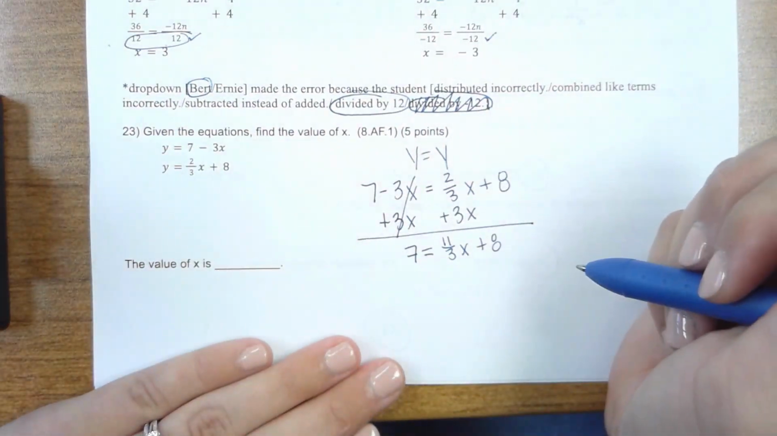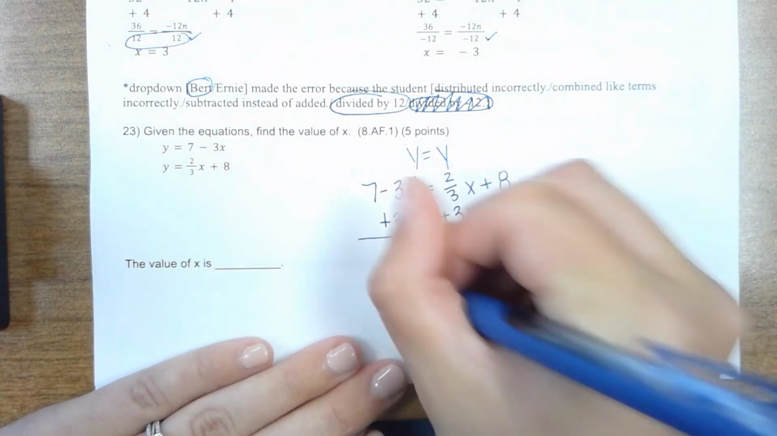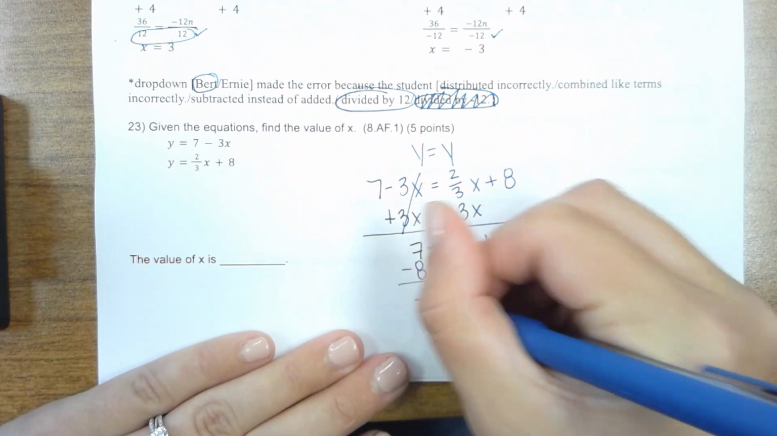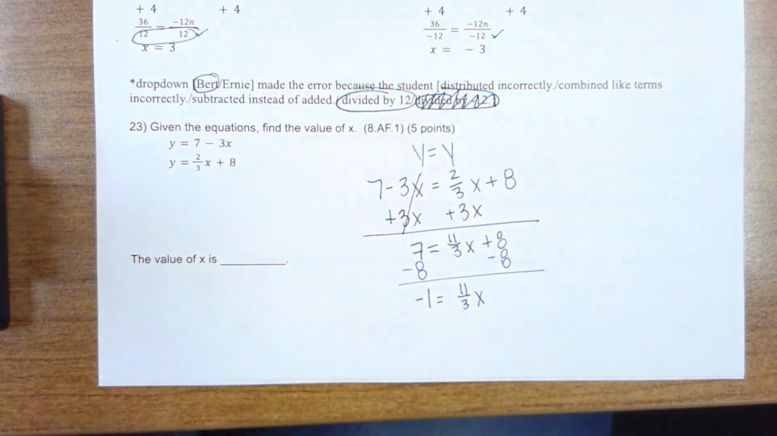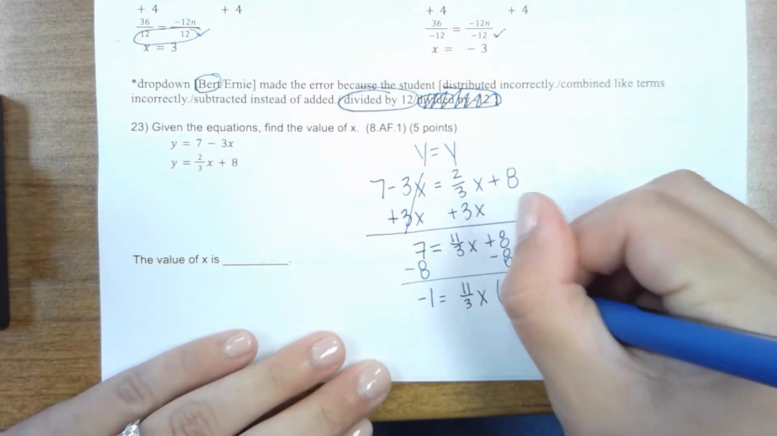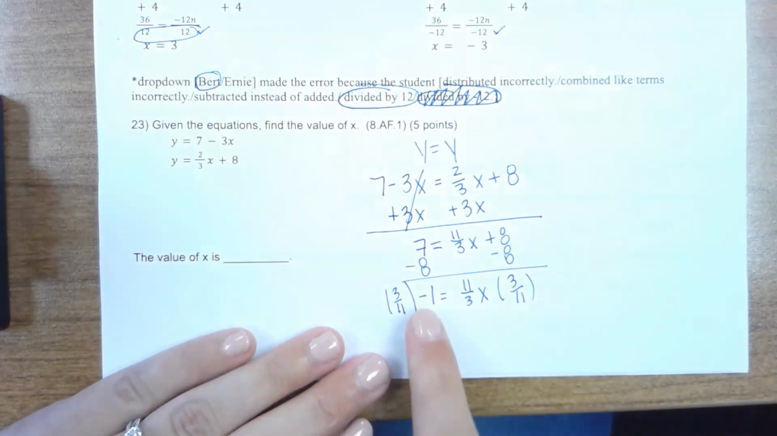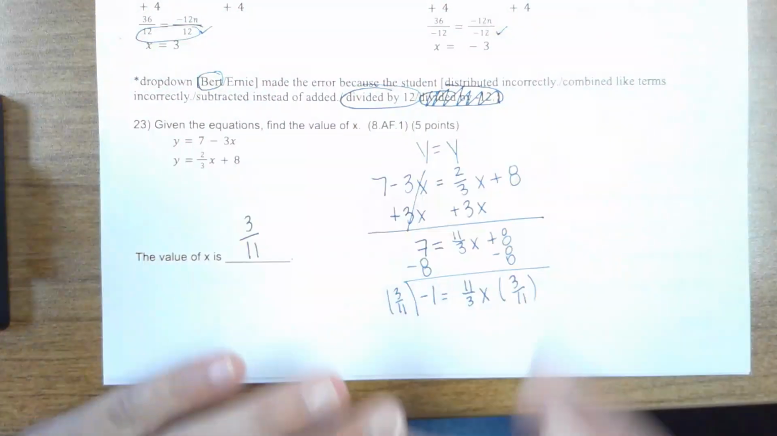Now it's just a basic two-step equation, so next step, instead of adding 8, you want to subtract 8. So you're going to be left with a -1 equals 11/3 x. And then your last step, to get rid of a fractional coefficient, just multiply by the reciprocal on both sides. So -1 times 3/11 is -3/11.